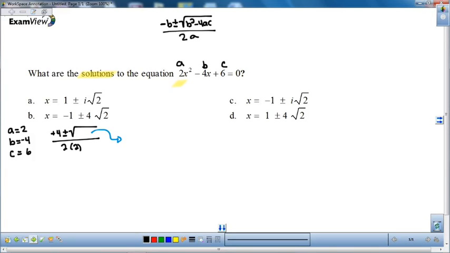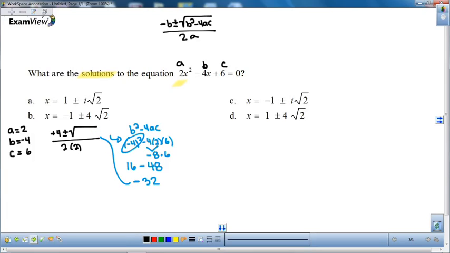So I'm going to do the discriminant on the side. So we have b squared minus 4ac. We always do exponents first, so that's going to be 16. Negative 4 times 2 is negative 8, and negative 8 times 6 is 48. So 16 minus 48 can be negative 32. So I'm going to go ahead and substitute that back.